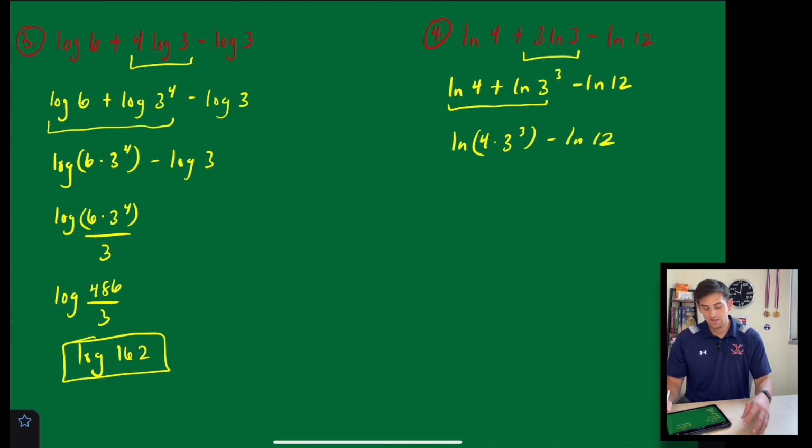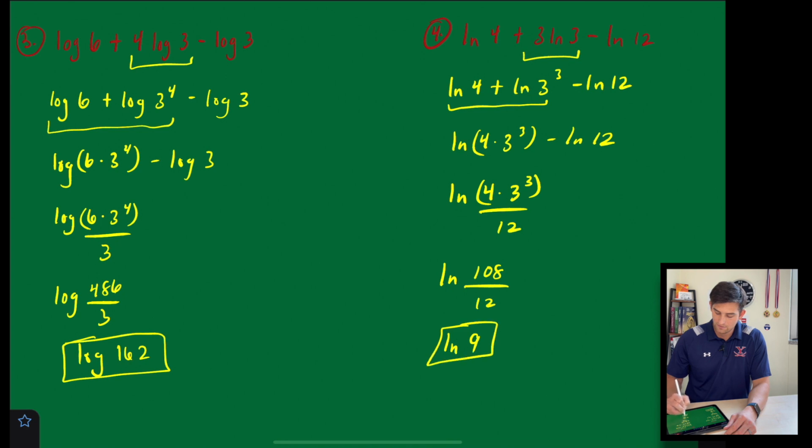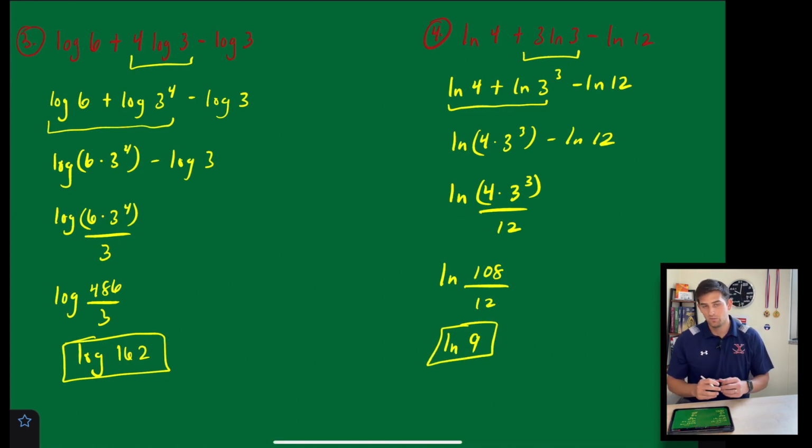Just like we did previously, when we're subtracting, we can rewrite that as one log, but now with division. So we have ln of 4 times 3 cubed divided by 12. Okay, so 3 cubed is 27. 27 times 4 gives me 108. So the ln of 108 divided by 12, and that's going to give me the ln of 9 as my final condensed version for number 4. So that's how you can expand and condense some logarithmic expressions.